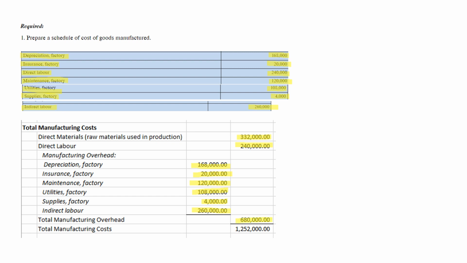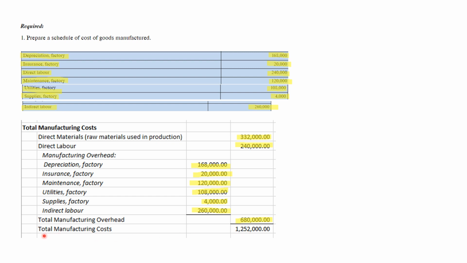Altogether, these came to $680,000. So to get our total manufacturing costs, we add together our direct materials of $332,000, our direct labor of $240,000, and our total manufacturing overhead of $680,000 to give us a total of $1,252,000 in total manufacturing costs.